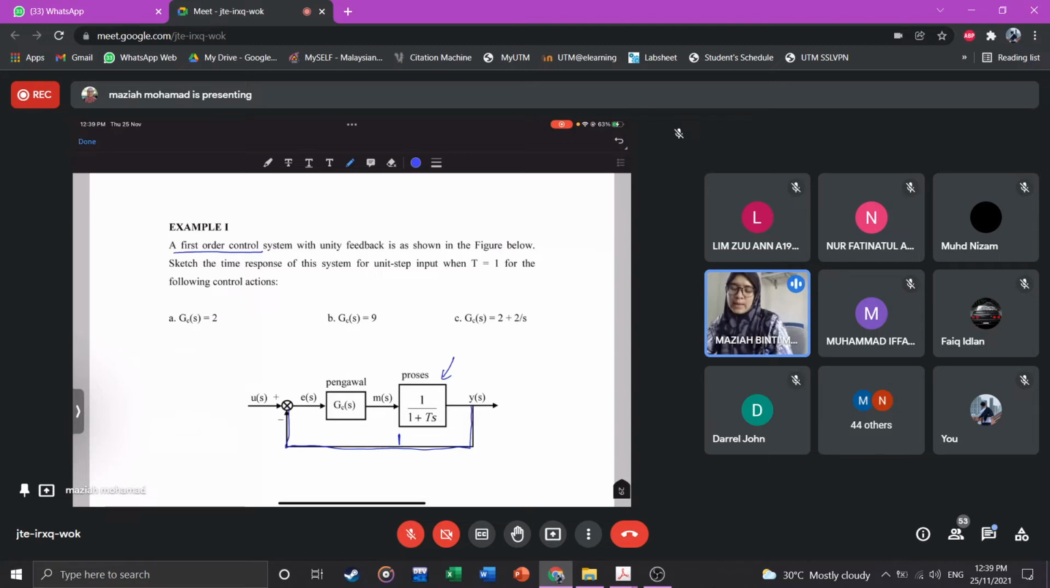And then we add a controller, and we're going to test with 3 different controllers. First one is a P controller equal to 2. The second one is again only a P controller, but the value is higher, equal to 9. And then here we have a PI controller. We need to sketch the time response of the system when we apply a unit step input, when T equal to 1.